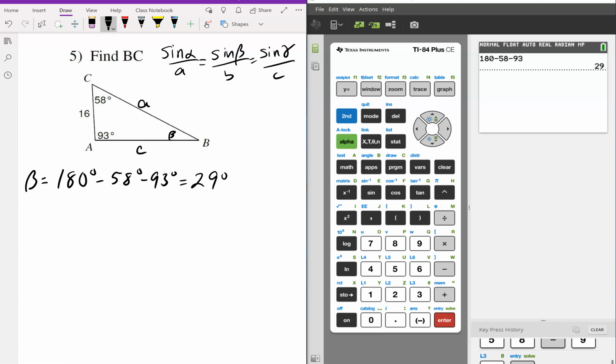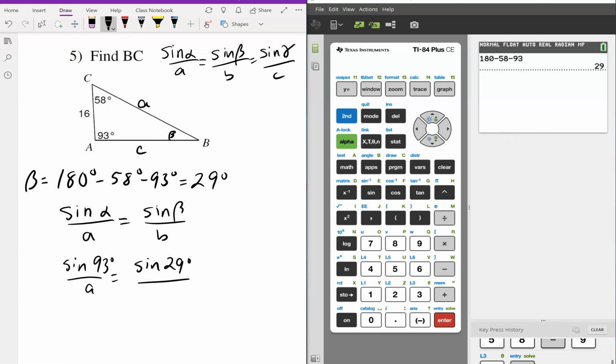Now that we have beta, we can use it across from the side 16 to help us figure out the other two. So let's do A first. We need sine of alpha over A equals sine of beta over B. And remember again that we're going to use only two of these pieces at a time in this relationship among the three, depending on what we're trying to solve for. Alpha is 93 degrees. Beta is 29 degrees. And B is 16.